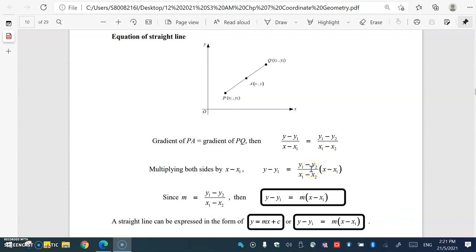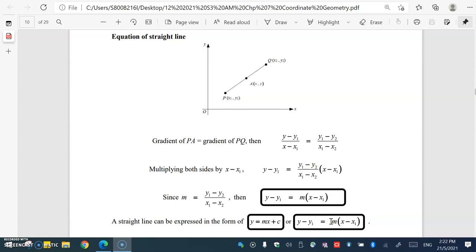Now, we also know that the gradient of a straight line can be obtained from y1 minus y2 divided by x1 minus x2. We will therefore be able to conclude that this fraction here essentially is the gradient. My point: the straight line can actually be expressed not just in y equals mx plus c, but it can also be expressed as y minus y1 equals m times x minus x1. Perhaps too much algebra? Let's use the next two examples to demonstrate.